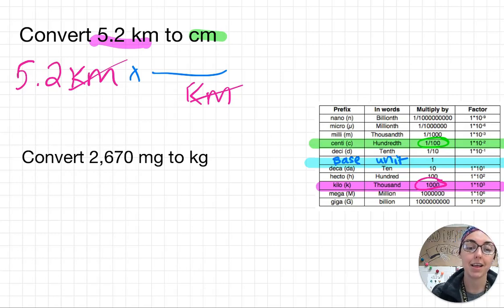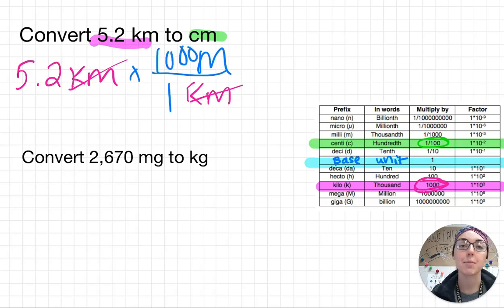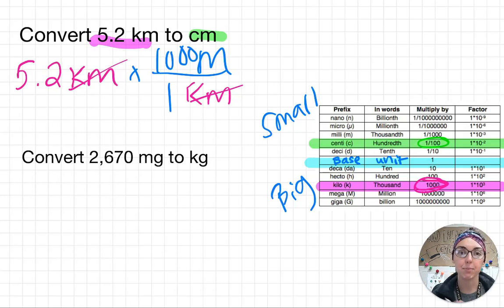So that means I need to go through the base unit, which is meter. Centimeters, kilometers, base unit is meter. And again, I'm going to look here. I see that there's 1,000 meters in 1 kilometer. Remember, this is your big side of your metric units. This is your small side. So my kilometer is really big, which means there's lots of meters in a kilometer. 1,000 meters for every 1 kilometer.